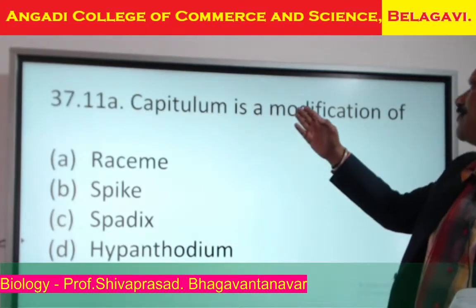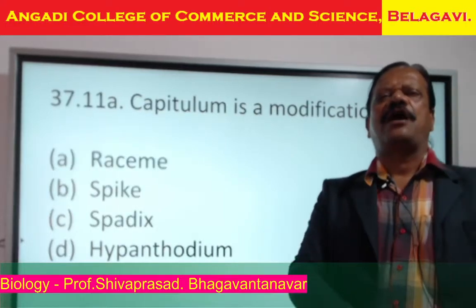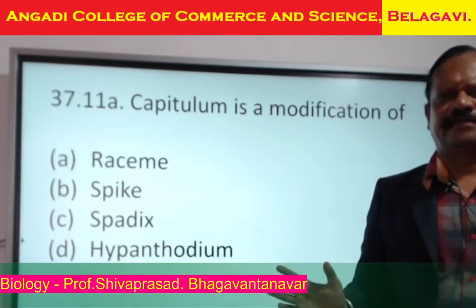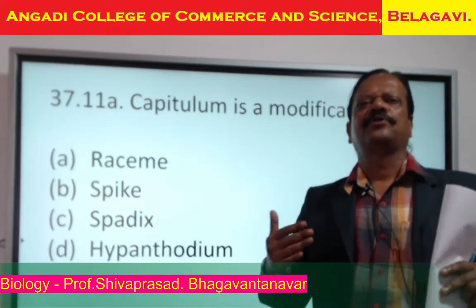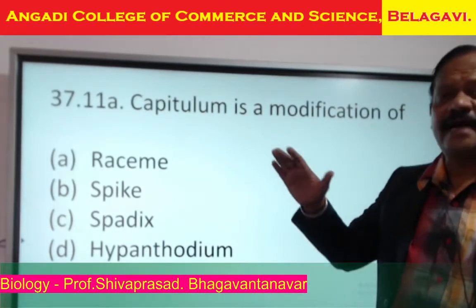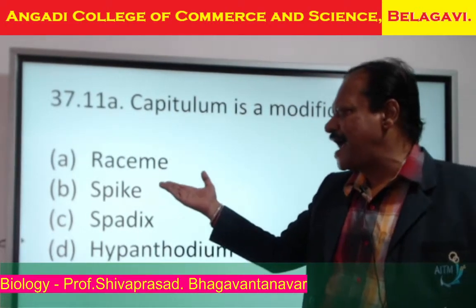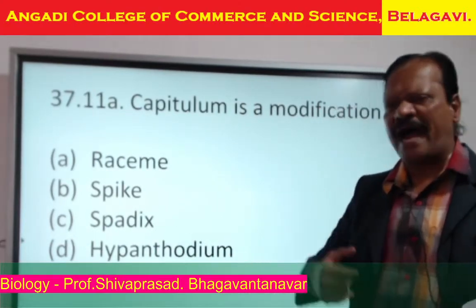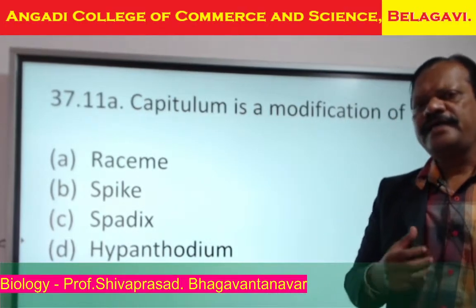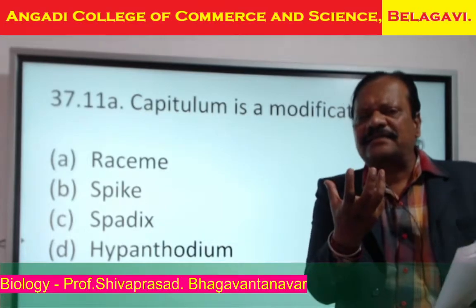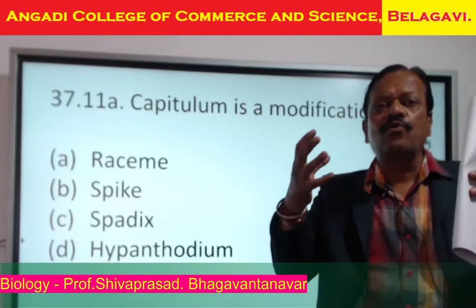Now, capitulum is a modification of the racemose type of inflorescence. I already told you the floral axis continues to grow and produces many flowers. So here the right answer is option A, racemose type of inflorescence. I already explained the spike and the spadix, but here, hypanthodium: you can see the thalamus extends and is fleshy, forming a fruit-like structure.